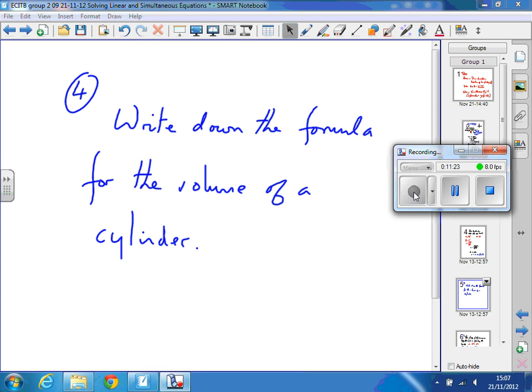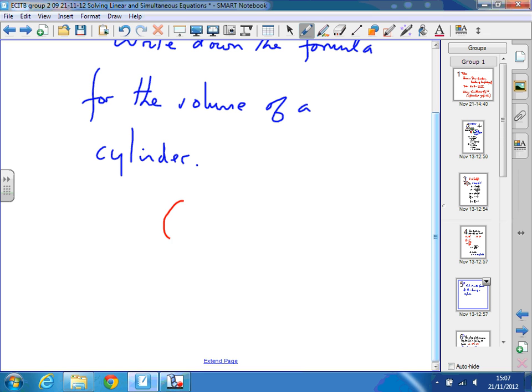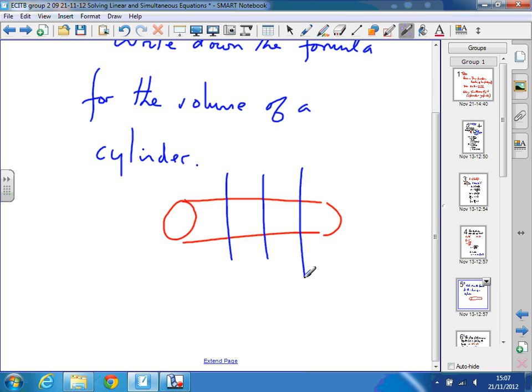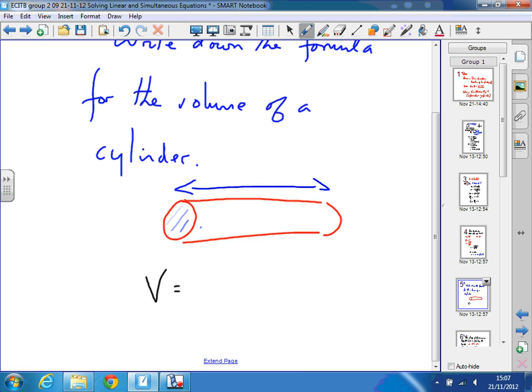So number 4, I think it's important to know some key formulae, and this is one of them. We think of our cylinder, and I've talked about this before, so this is a reminder. This is a prism, which means that if I were to cut this anywhere, the cross-sectional area would be the same. So that's the definition of a prism. And in a prism, the volume is always the area of the end times by the length. So in this case, the volume is the area of the end, which is the circle, so that's pi r squared times the length.